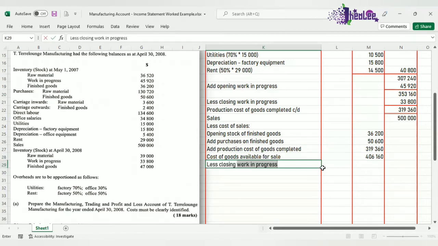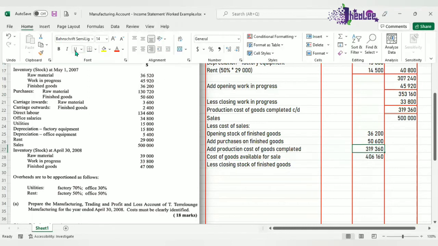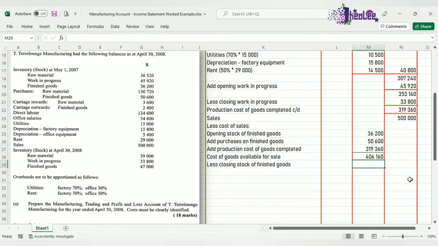Now, from this we are going to subtract our closing stock of finished goods. So less closing stock of finished goods. And if you look in the question, you'll notice that there are three categories of goods. We have raw material, we have finished goods, and we have work in progress. Raw material and work in progress, those are used in the manufacturing account, while the finished goods are used in the income statement.